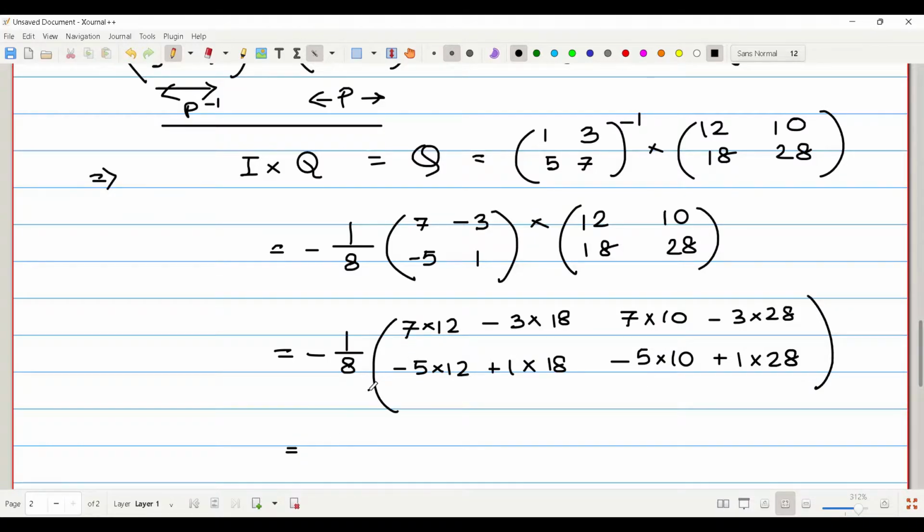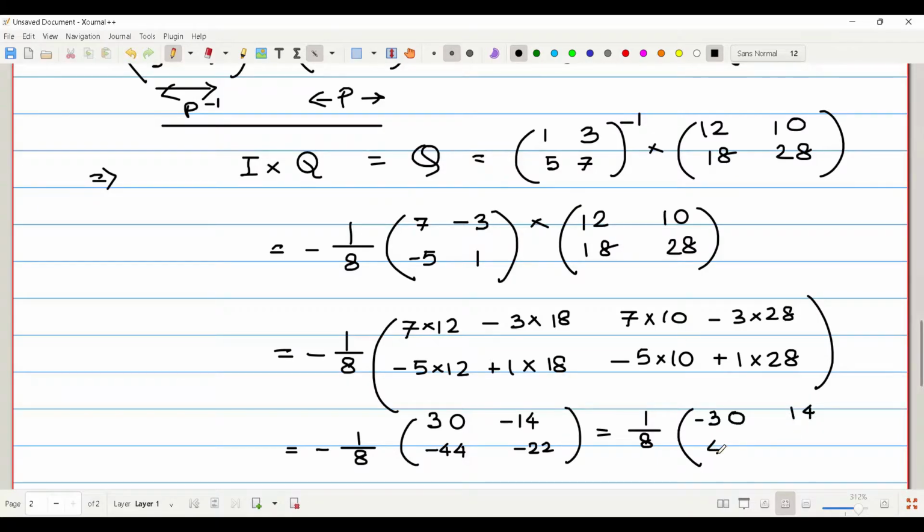So finally we are getting that one as minus 1 by 8 and 30 minus 14 minus 44 minus 22, which can be written as 1 by 8 of minus 30, 14, 44 and 22. So that is our answer. That means Q is equal to 1 by 8 of minus 30, 14, 44 and 22.